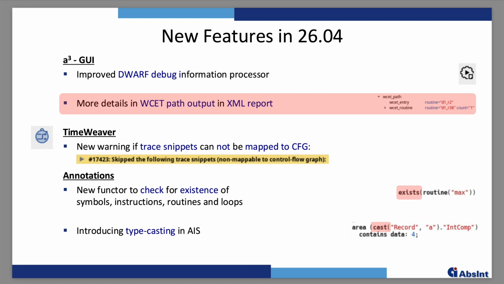The next new feature is about the XML report, specifically the WCET path output in that report. You'll now find even more details in that path output, and I'd like to give you a quick look at that.